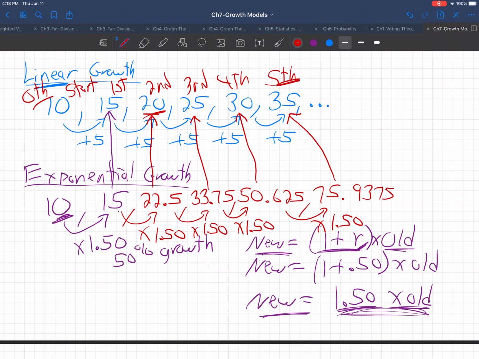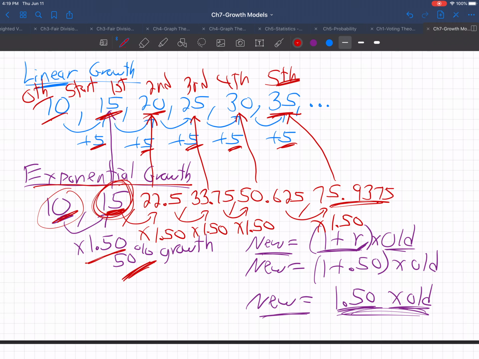So by the 5th generation of growth, if just adding 5 every time, linear growth, adding the same number every time, it only got up to 35. Exponential growth, they started the same, 10. The first generation was 15 in both cases, but the bottom one was multiplying the same number every time. In other words, growing by the same percentage, 50%. Half again, right? Half of 10 is 5, so it grew by 5. But then half of 15 is 7.5, right?